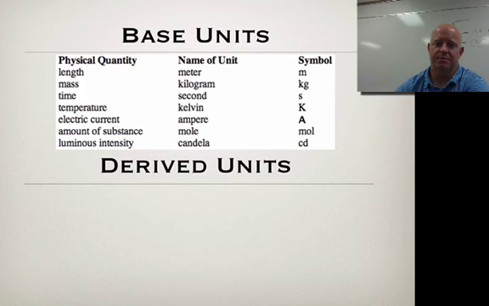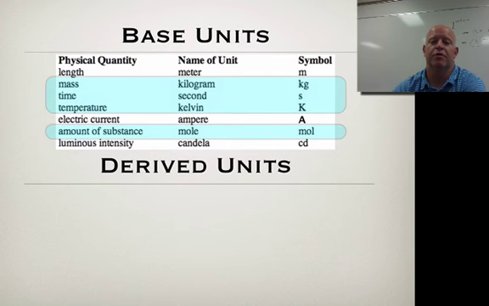Now, within this system, you have your standard base units. So these base units are single, simple measurements that you can make. Things like the meter, which is a certain length, the kilogram, which is a mass, seconds is our time, and so forth. What you see highlighted on the screen in blue, those are the primary ones that we're going to use this year in honors chemistry.